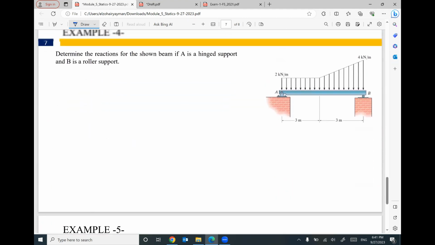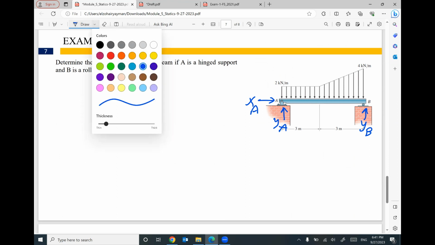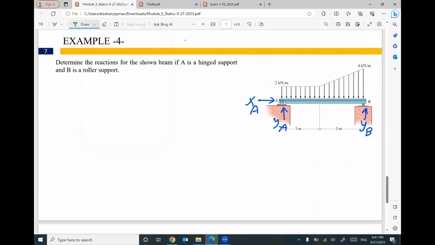The last, this one, we are given also hinge at A, so we have 2 reactions, YA and XA. We are given roller at B, so we have reaction YB. How can I divide this distributed load? What do you think? You have many options. I do prefer to divide it to this rectangle.